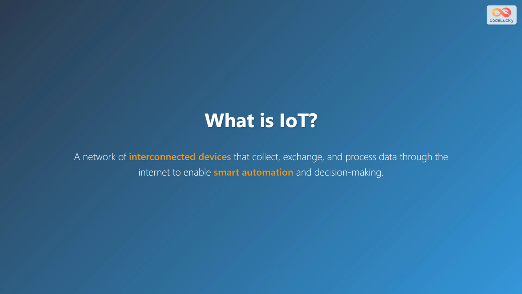So, what exactly is the Internet of Things? At its core, it's a network of interconnected devices. These devices collect, exchange, and process data through the Internet. This enables smart automation and informed decision-making in various aspects of our lives.